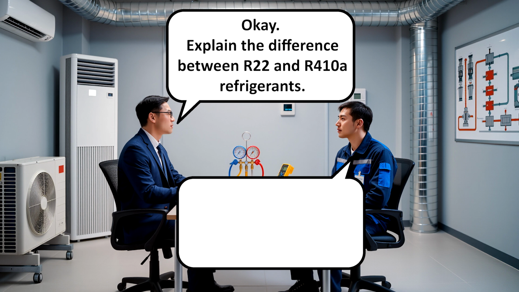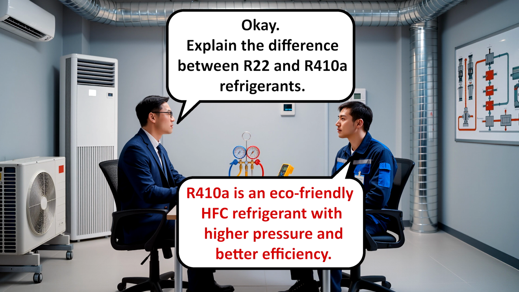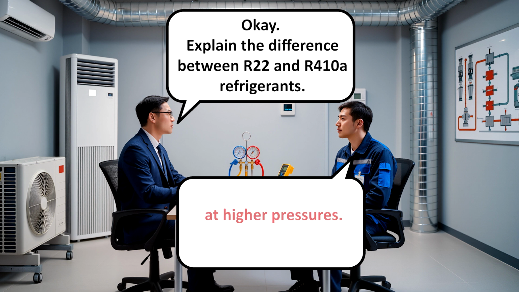Okay, explain the difference between R22 and R410a refrigerants. R22 is an older HCFC refrigerant that is being phased out because it damages the ozone layer. R410a is an eco-friendly HFC refrigerant with higher pressure and better efficiency. And yes, sir, the gauges, pipes, and equipment are different because R410a operates at higher pressures.